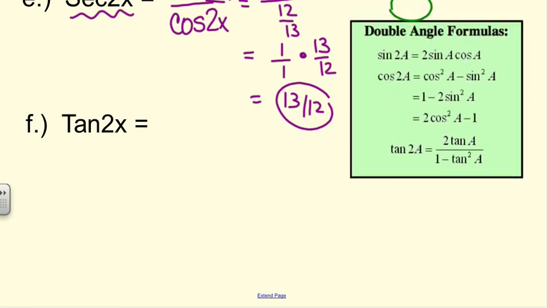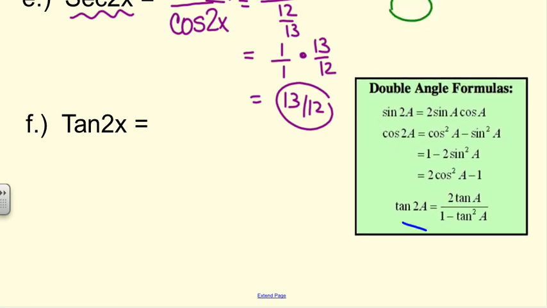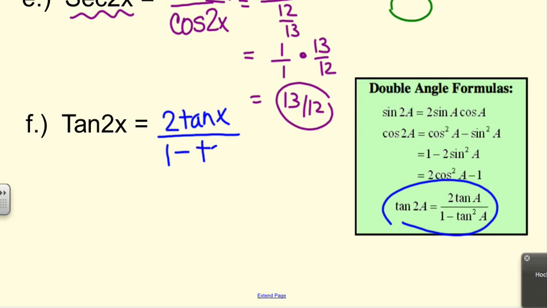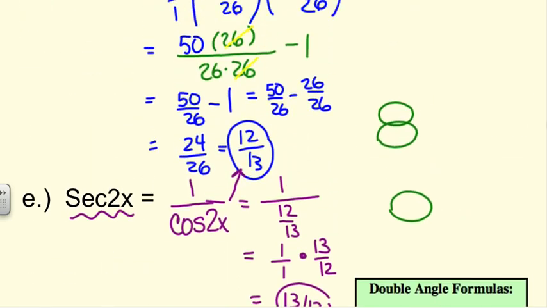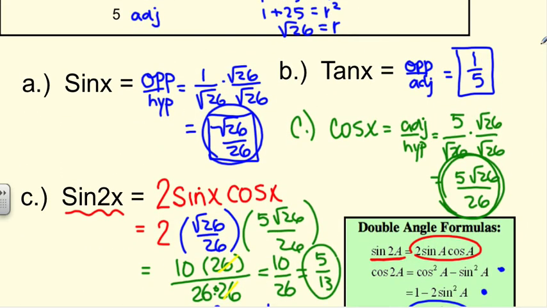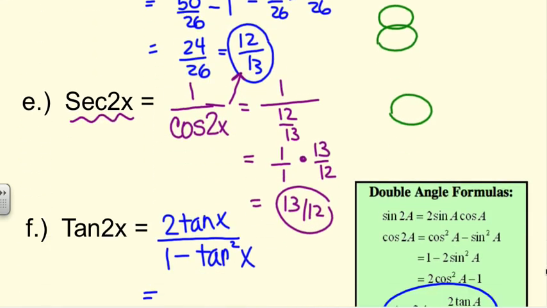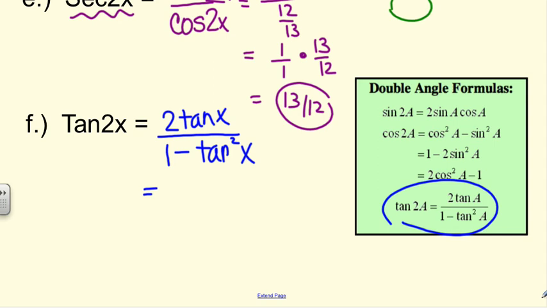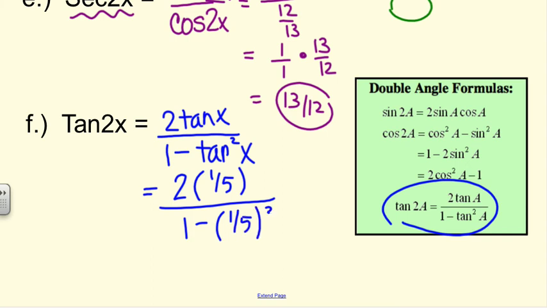All right, last one. Tangent of 2x. The formula we're going to use, down at the bottom, is 2 times the tangent of x over 1 minus tangent squared of x. So let's head up here and find the tangent of x. Right here it's 1/5. So we're going to substitute 1/5 in for the tangent of x. 2 times 1/5 all over 1 minus 1/5 squared.